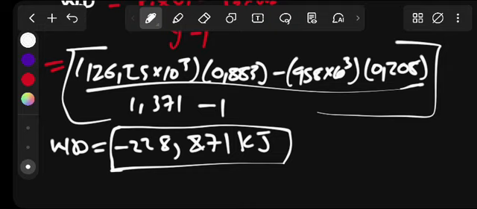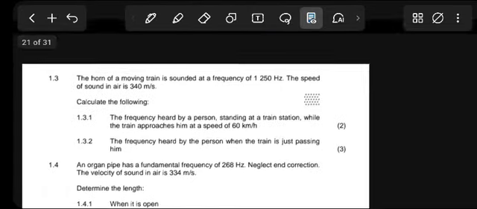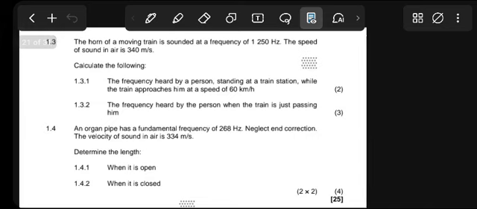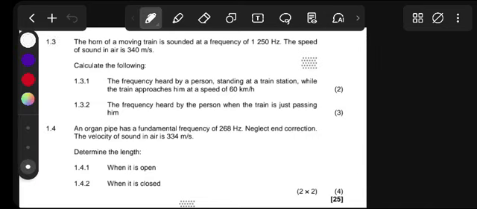So we have this typical video here. One typical question here: question 1.3 says the horn of a moving train is sounded at a frequency of 1250 hertz. The speed of sound in air, we should take to be 340 meters per second. It says calculate the following. 1.3, the frequency heard by a person, the observer, standing at a train station while the train approaches him at that speed. Note that the velocity of the train is in kilometers per hour, and it must be in meters per second. So remember the speed must be in meters per second. We're supposed to multiply by 1000 and divide by 60 times 60, which is 3600 seconds, isn't it?